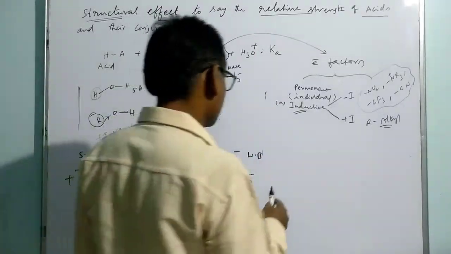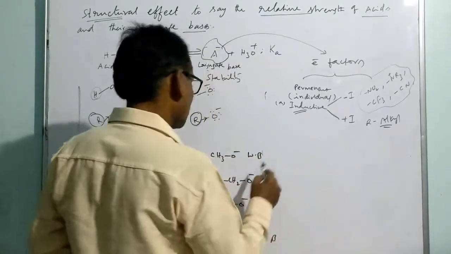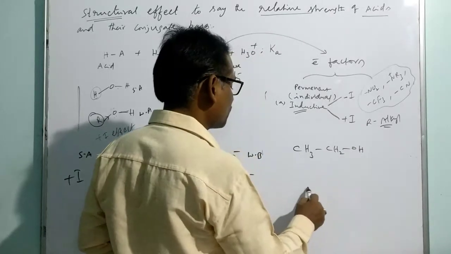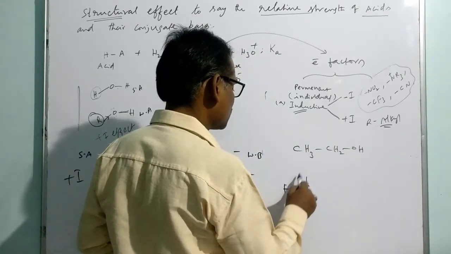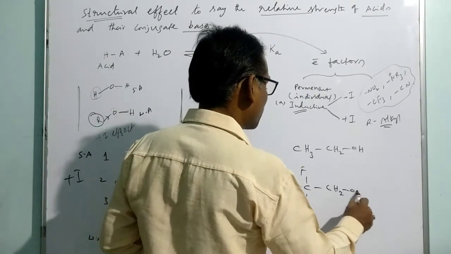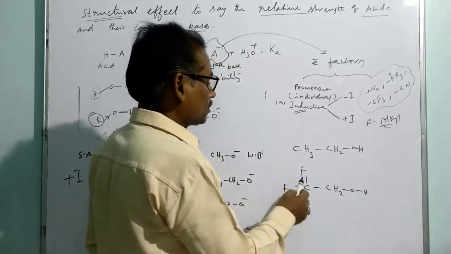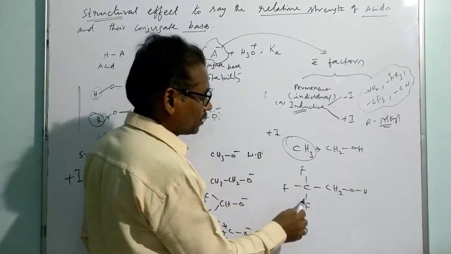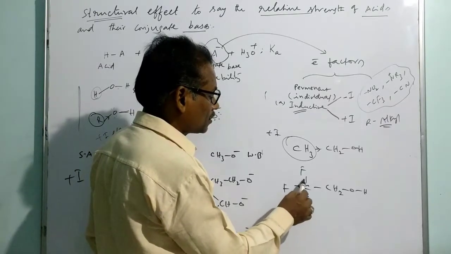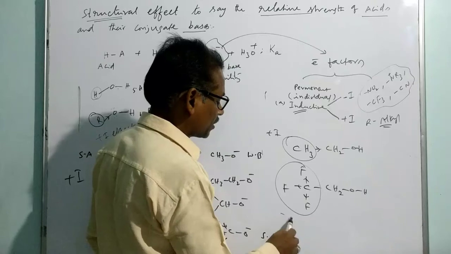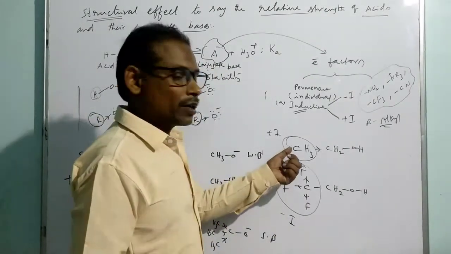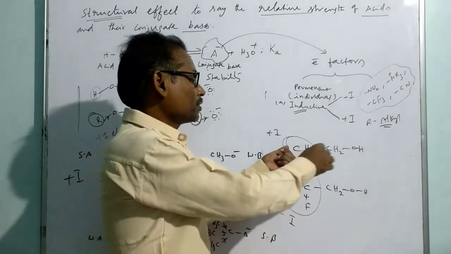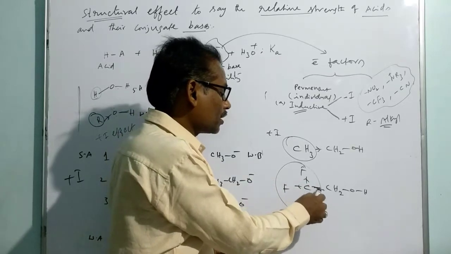Now let me take a situation, for example, a compound like CH3CH2OH. Suppose these hydrogens are replaced with fluorines. Then what happens? In this case, this group is acting as an electron donating group and positive inductive effect is noticed. But in this case, because of the presence of fluorine, this is considered an electron withdrawing group, minus I effect. So here positive inductive effect is noticed, here negative inductive effect is noticed. This group is responsible to pump the electron, but this group is responsible to withdraw the electron.